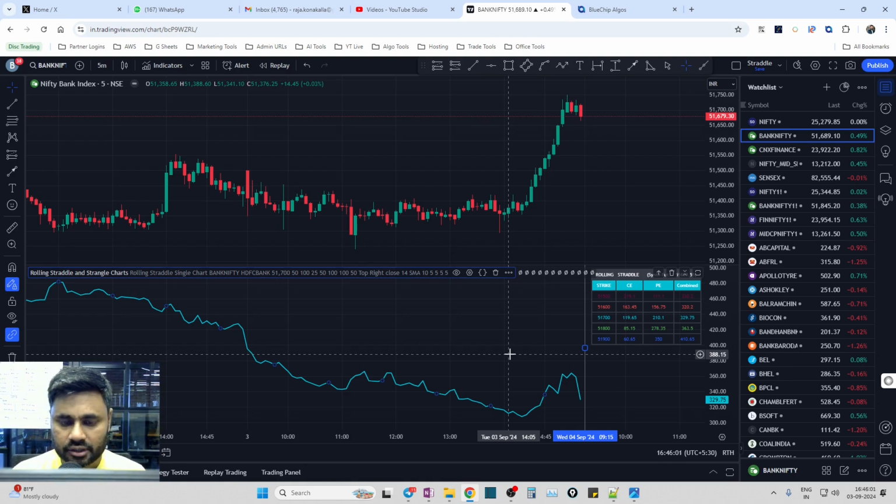That's very important. It's not just that you have the straddle, but straddle, or especially rolling straddle, is very tricky. You need to understand when to enter and when to exit, right?